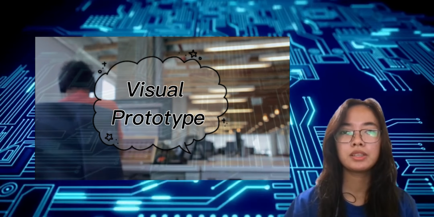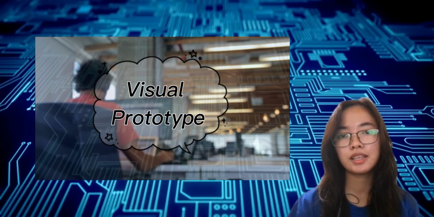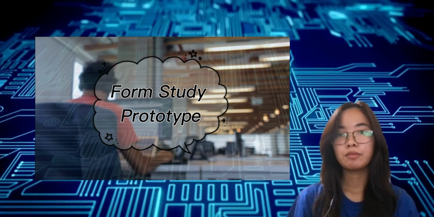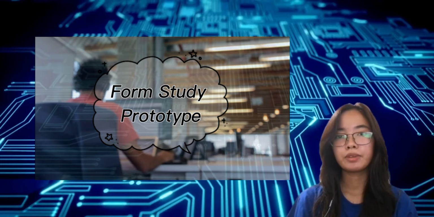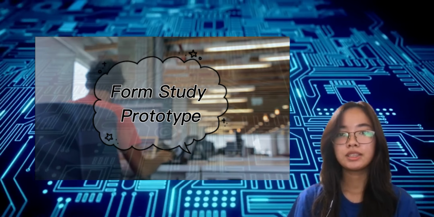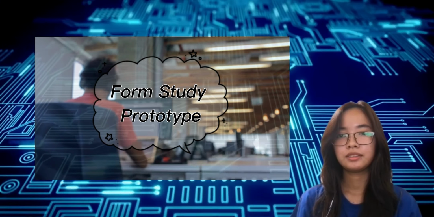A visual prototype represents the size and appearance but not the functionality of the intended design. A form study prototype is a type of visual prototype where special attention is given to geometric features of a design rather than color, texture, and other aspects.